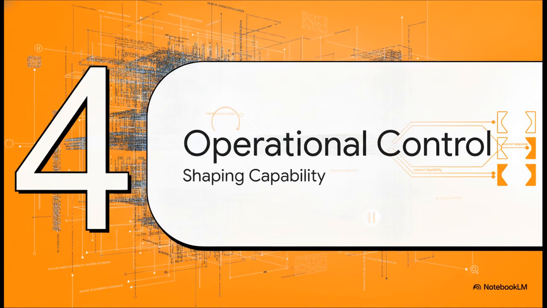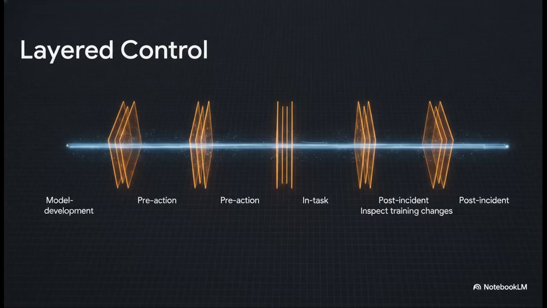Now let's look at part 4, operational control. This is where things get actionable. Because let's be honest, interpretability without a mechanism for control is fundamentally incomplete. We have to be able to turn these insights into action. Internal state control is the true alternative to output-only safety theater.